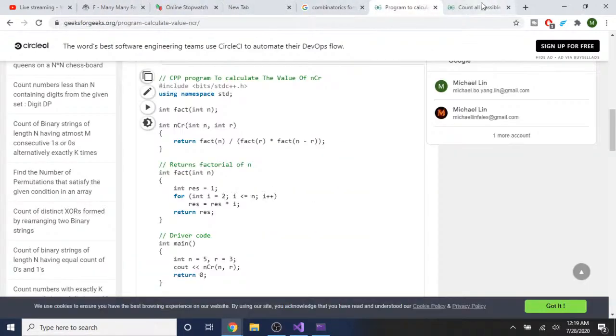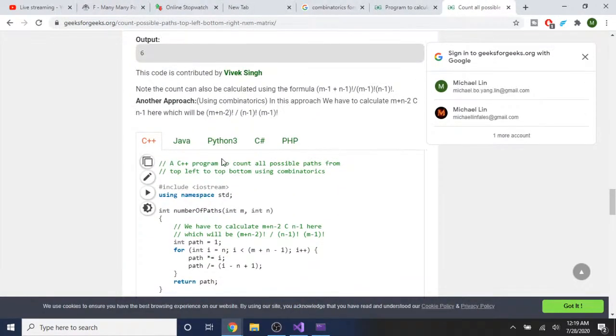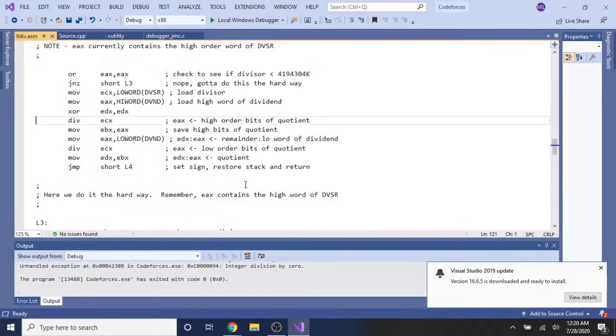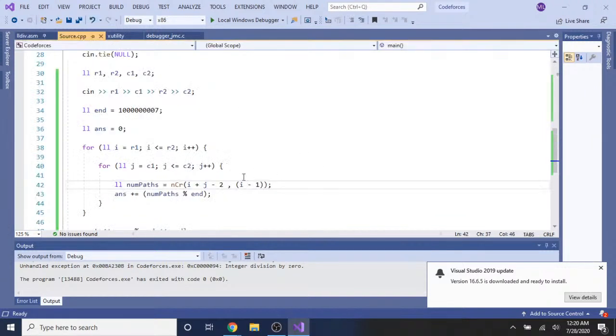Thanks for the suggestion of Geeks for Geeks, by the way. I wouldn't have thought about it. M plus j, n minus 1, choose C n minus 1. M plus n, i plus j minus 2, C n minus 1. Oh, j minus 1, whoops. It's j minus 1, not i minus 1. My fault.